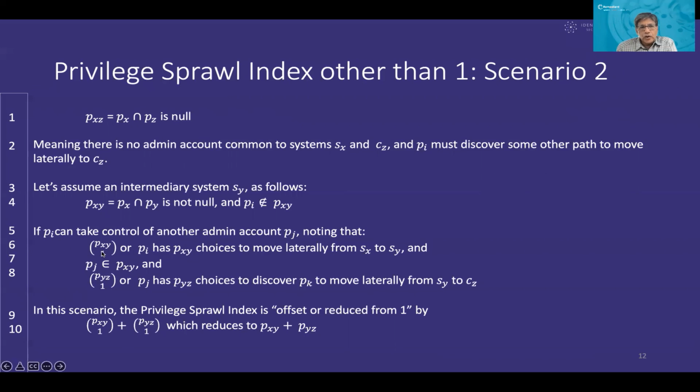And again, these are all choices. So from PXY, from the intersecting or common set of accounts, I find any one of them. So that gives me PXY choices first. And then on lines 7 and 8, from PYZ, choose one, or I have PYZ choices in order to discover PK, right? So in this case, there are two sets of choices that I have to reckon. First choice is PXY, second choice is PYZ, and some combination of that then gets me to the final system that I care about or that I want to attack.